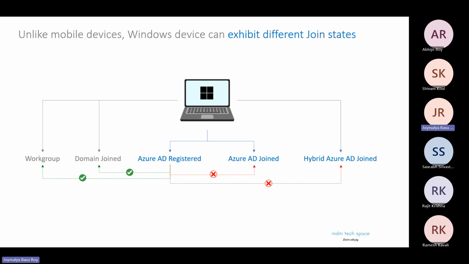So a workgroup PC means basically the device has a local account setup. It's not connected to any domain. I can go into settings, accounts, and connect my work account. So that makes it an Azure AD registered device. So the device is a workgroup PC plus an Azure AD registered PC. Similarly, for a domain joined PC, I can still go to settings, accounts, and connect my work account, which will do an Azure AD registered.